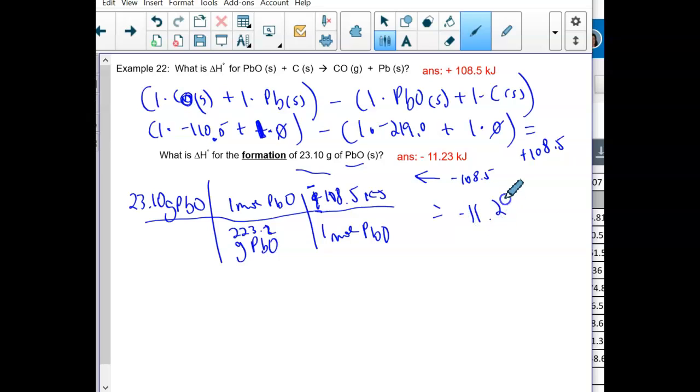Negative 1123 kilojoules. So be sure you're careful about what it's asking for, and whether the descriptor word in there describes what the reaction shows. If not, you've got to reverse it. And if you reverse it, you change the sign, in this case from positive to negative, or if this was negative, it'd go from negative to positive.